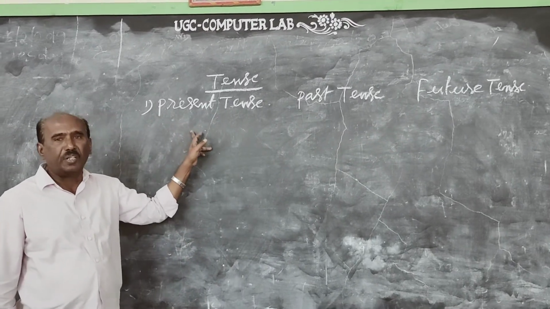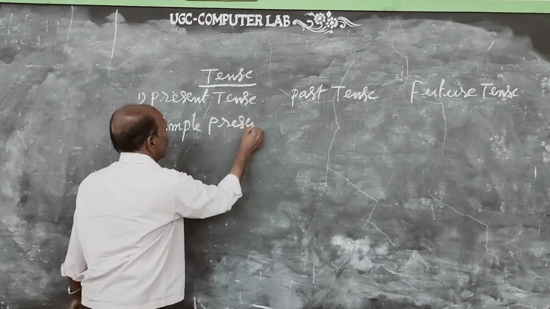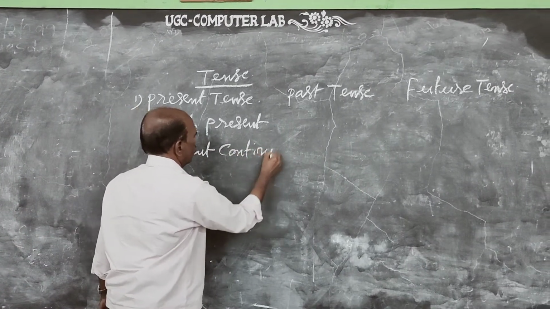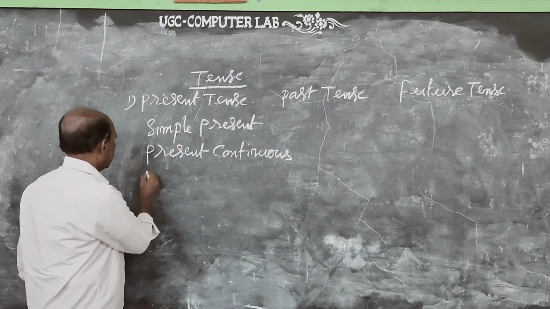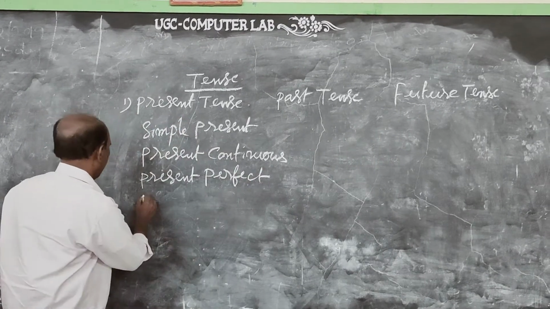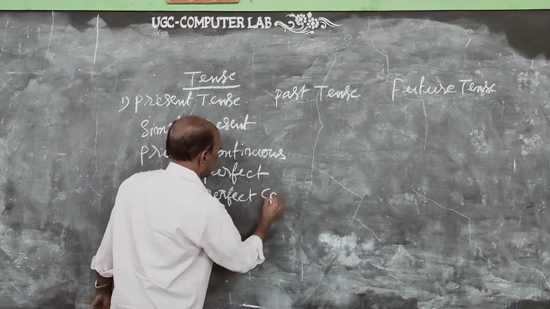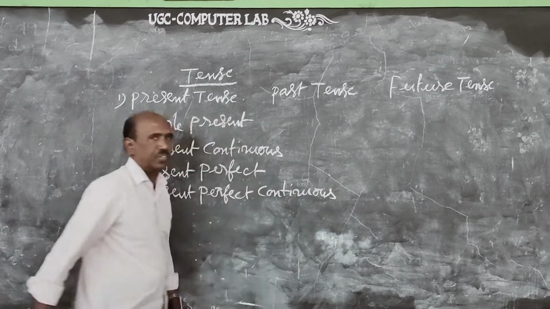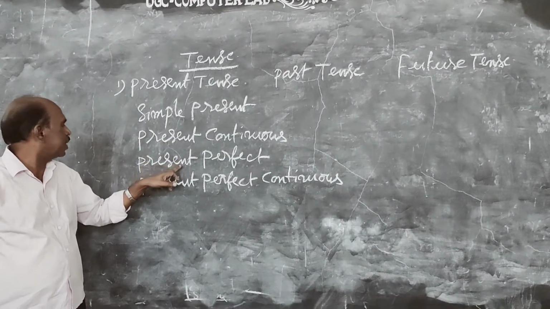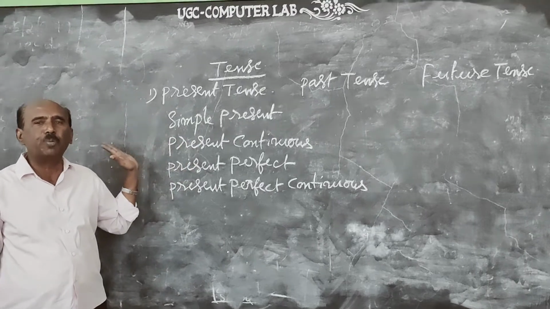Now we learn present tense. Present tense is subdivided into simple present, present continuous, present perfect, and the last one, present perfect continuous tense. See, present tense is subdivided into simple present, present continuous, present perfect continuous. Understand? Now we take simple present.